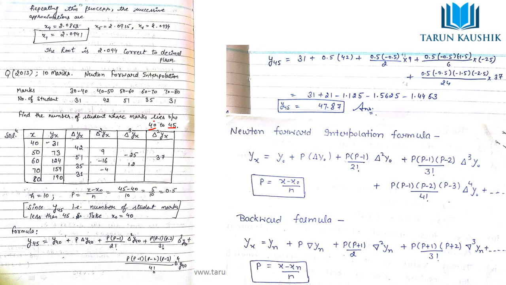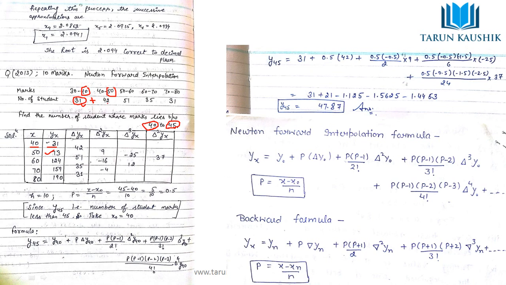Means the least number we have is a minimum of 40 and a maximum of 45 marks. How many students have got a minimum of 40 and a maximum of 45, and between these two? So you just write down how many students have got marks less than 40. 31. So I write 40, 31. Again, how many students have got marks less than 50? Not 42. These 31 also have got marks less than 50. So add these two, 31 plus 42, that comes out to be 73.